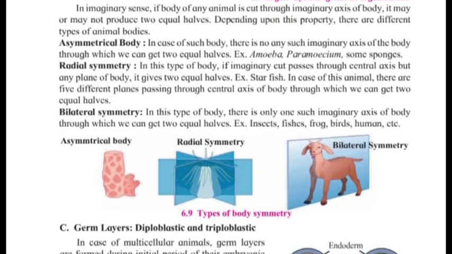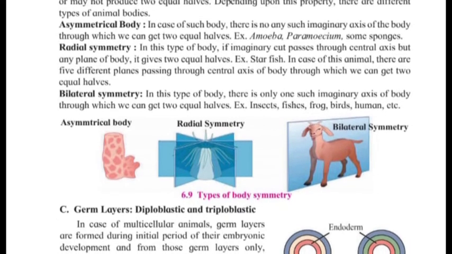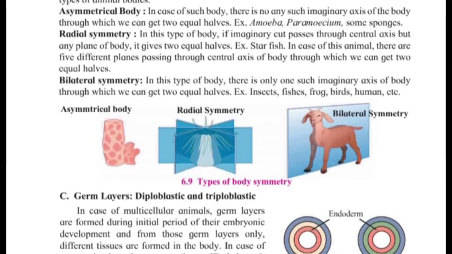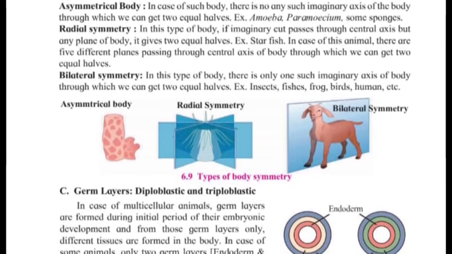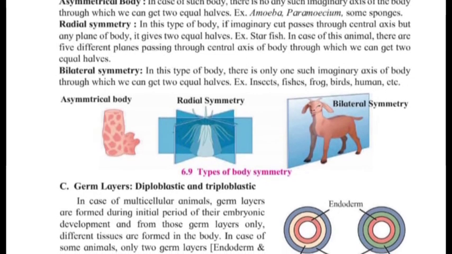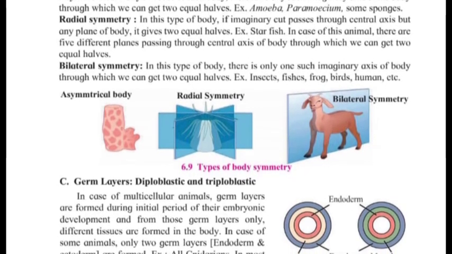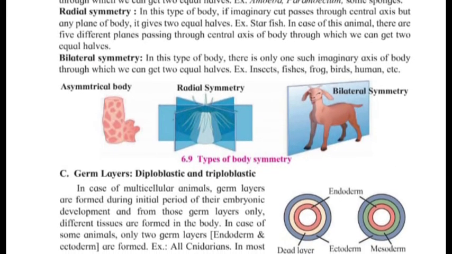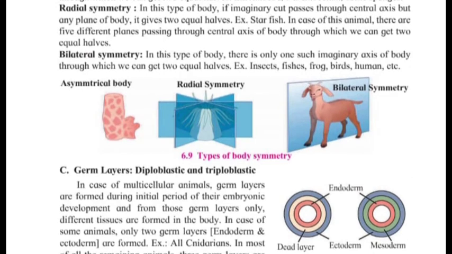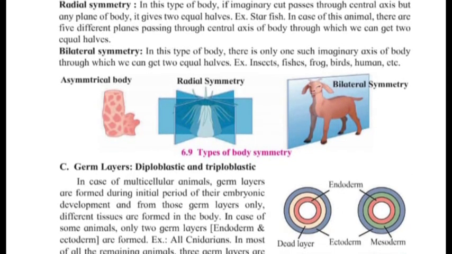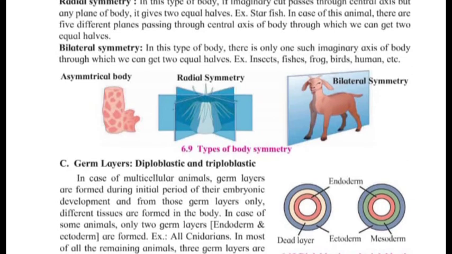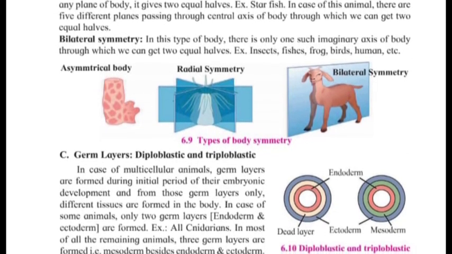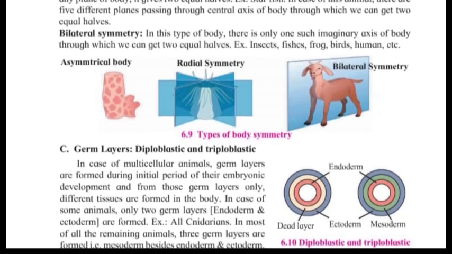As an example, children, in radial symmetry, if you take a starfish and cut it through its axis from anywhere, you will get each and every time two equal halves. So this is called radial symmetry, which means if you cut it from the center, you will get perfectly equal halves. Radial means what? About the radius. The radius stretches from the circumference of the circle to the center. Like that only, if you cut from its center to the circumference, you will get equal halves, and this is known as radial symmetry.